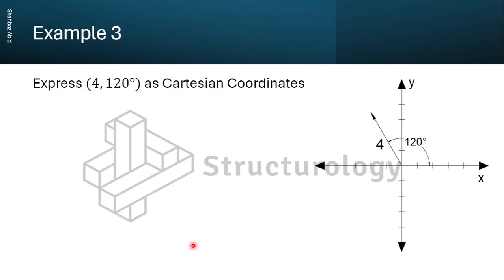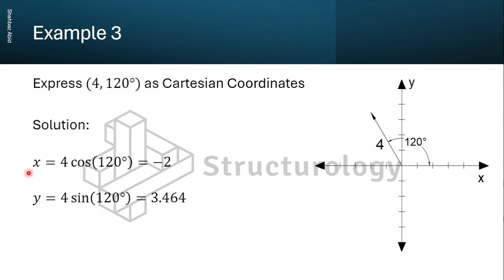Let's see example 3. Express (4, 120 degrees) as Cartesian coordinates. Again, 4 is the magnitude of this vector, and the angle is given from the positive x-axis as 120 degrees counterclockwise. So again, the angle is created from the x-axis, so the x component is going to be cosine of that angle 120 degrees. So 4 cosine 120 degrees is going to give us minus 2, whereas the y component, 4 sine 120 degrees, is equal to 3.464.